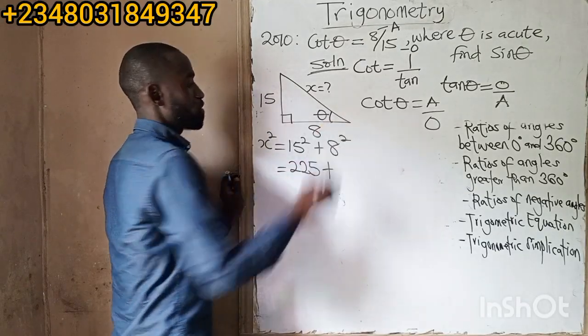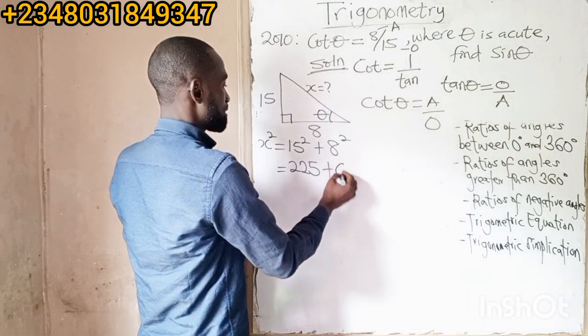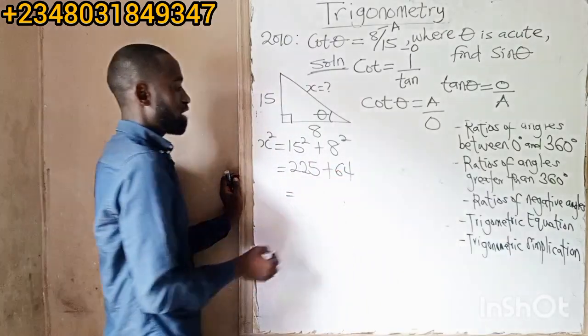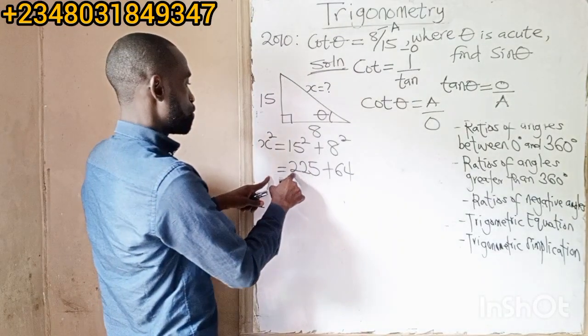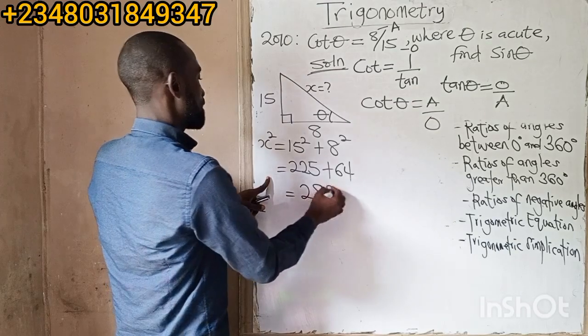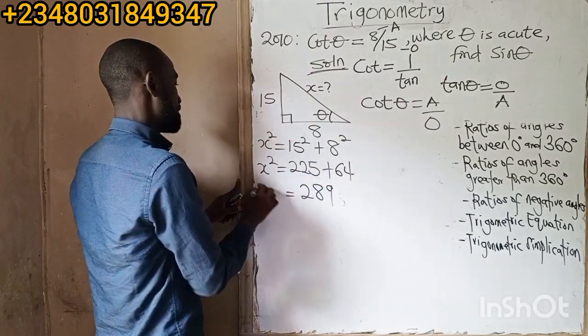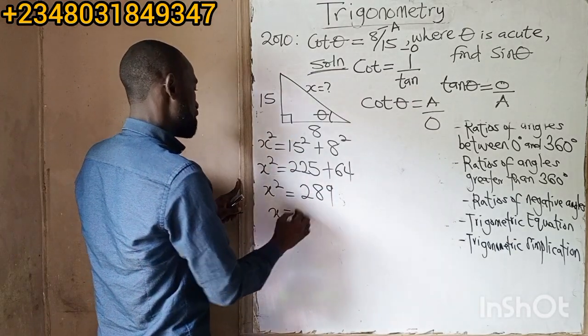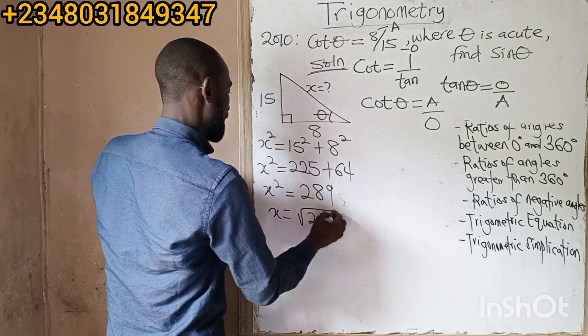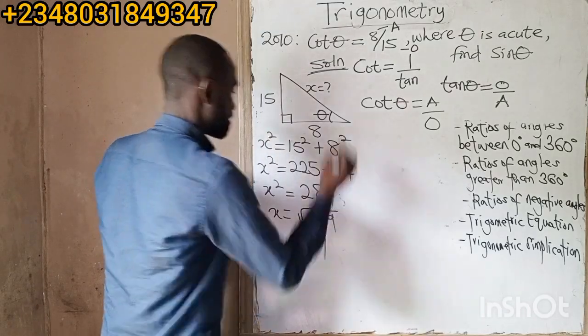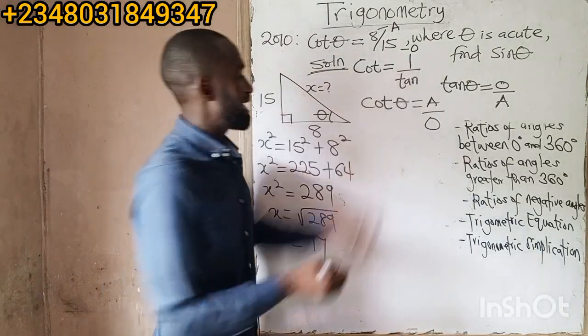What is 15 squared? 225, plus what is 8 squared? 64. This will give us 289. So this is our x squared. Ordinary x will be the root of 289, and that will give us 17. But now to find sine theta.